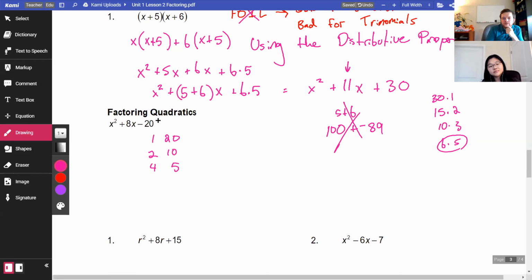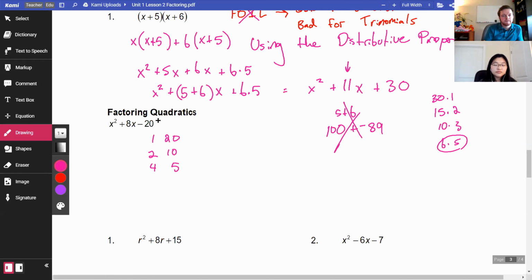I'm not going to write down the negative because that clutters things up. So I'm just going to leave it as 1, 20, 2, 10, and 4, 5. And I want to think about, can I add these numbers somehow so that when one of them is positive and one of them is negative, they add to 8?